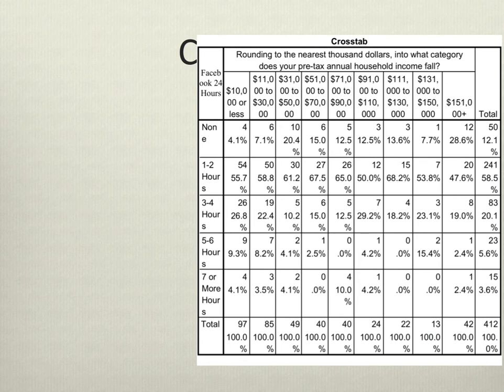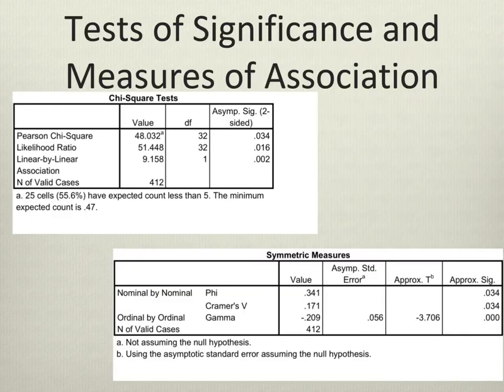Next, I run my test. Here's the crosstab of Facebook usage in 24 hours by income. In this case, I have two ordinal level variables, so my test of significance to determine if there is or is not a relationship is chi-squared. Looking in the asymp. sig. column, I see that chi-squared's p-value is 0.034.